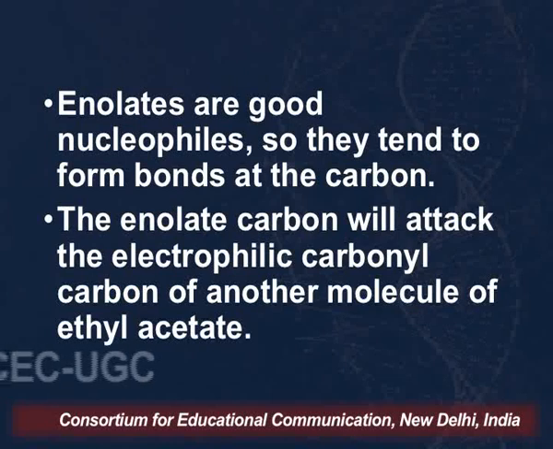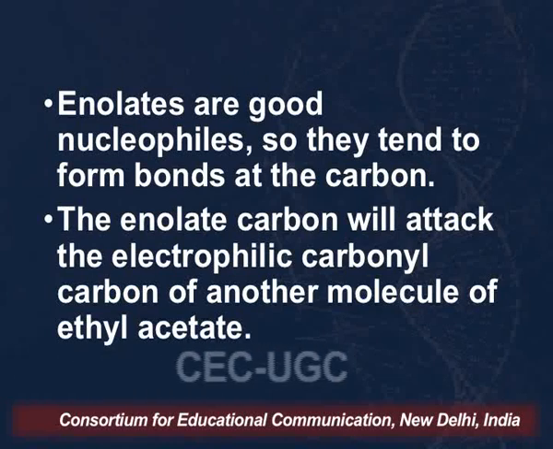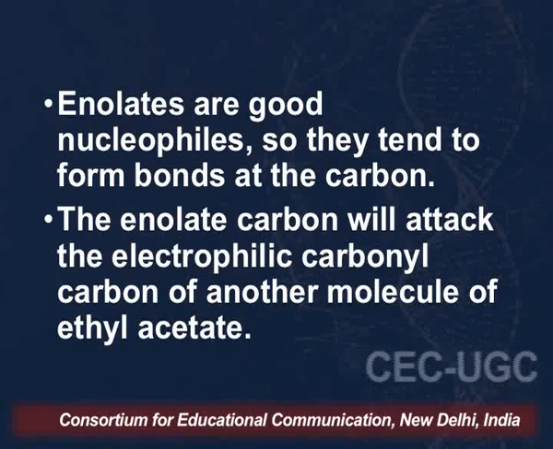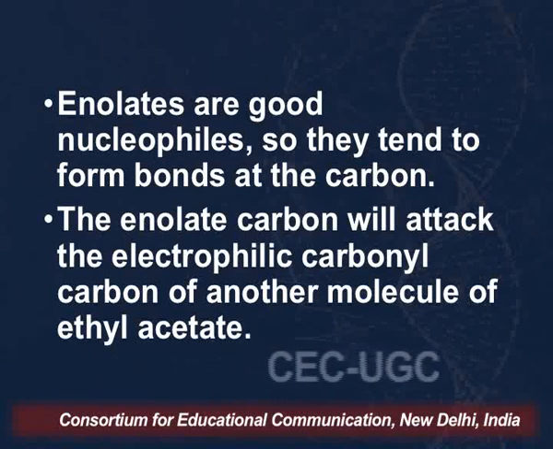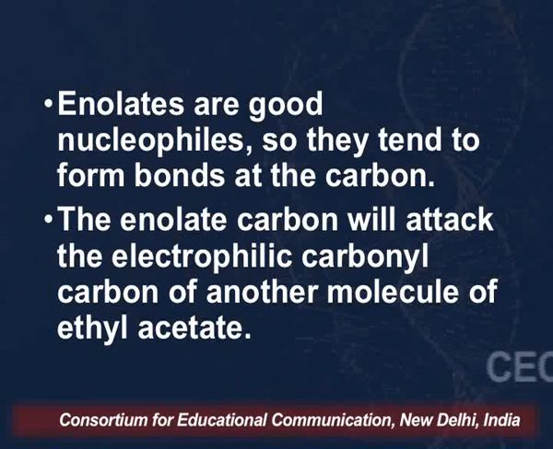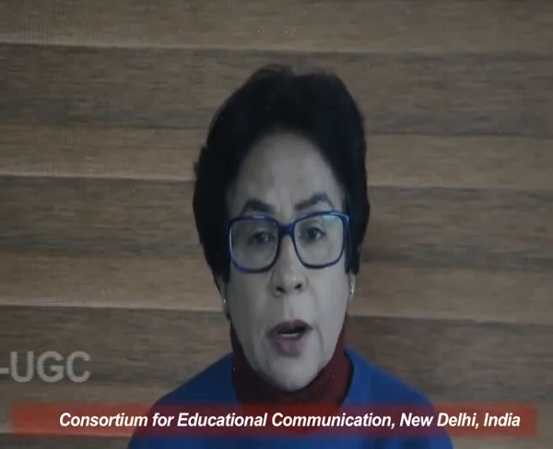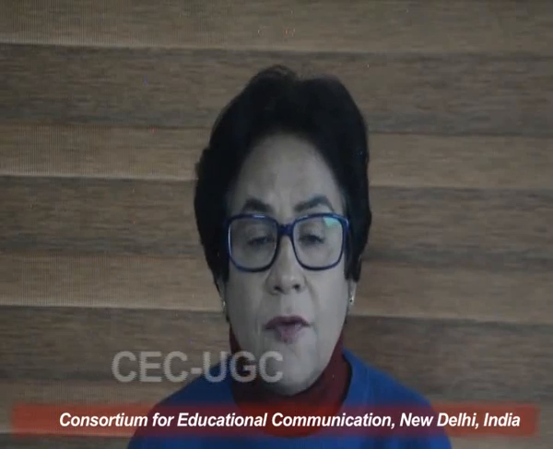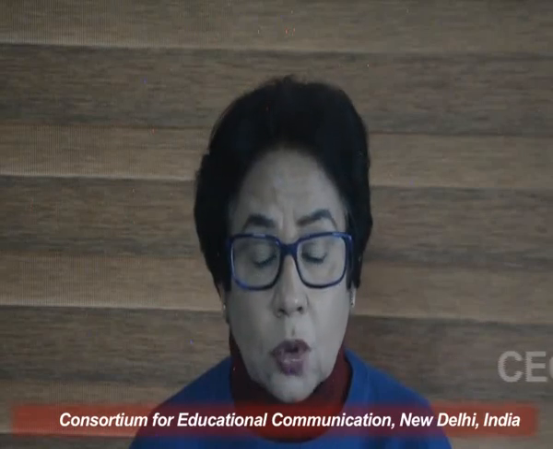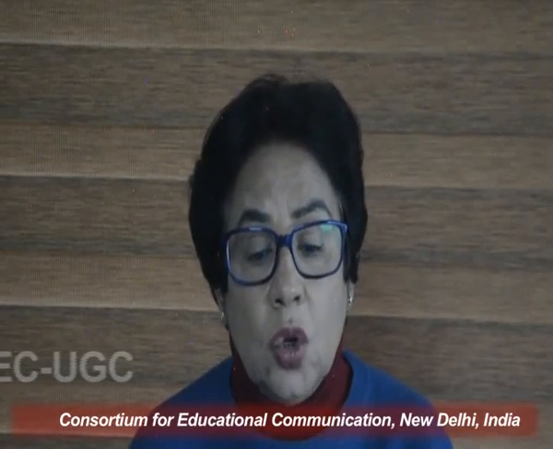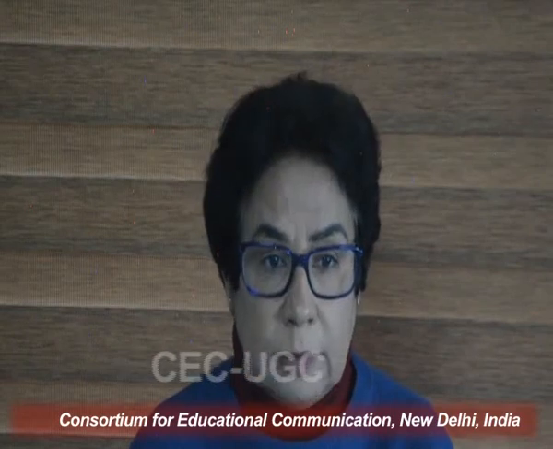Next point that you have to keep in mind is that these enolate ions are good nucleophiles. Why are they good nucleophiles? Because they can form bonds with carbon. So what you have to remember here is that the ethoxide ion is acting as a base because it is abstracting a proton, and the enolate ion is acting as a nucleophile because it is making a bond with carbon. Next point: when this enolate ion forms a bond with the carbonyl carbon of the second molecule, a new carbon-carbon bond is being formed.